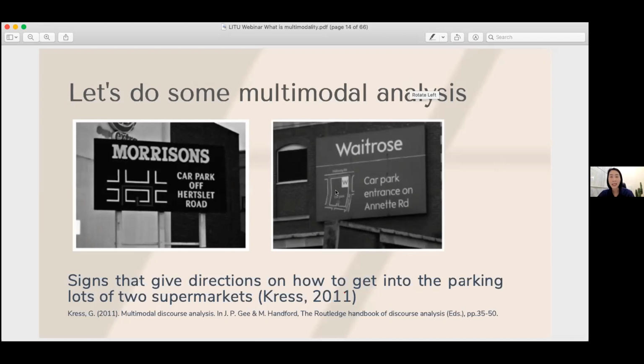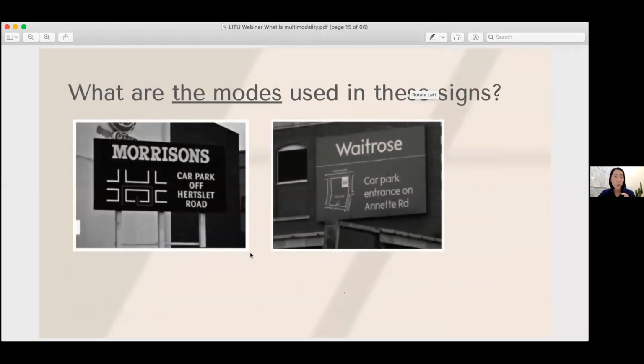These are street signs. They give directions on how to get to the parking lots of the two supermarkets: Morrisons over here, and then Waitrose. First of all, let's look at these two signs. Can you tell me the modes? What are the modes used in these signs? We have already talked about modes. You can let me know in the chat box, or via the microphone if you want to.